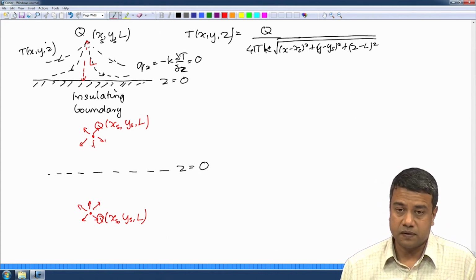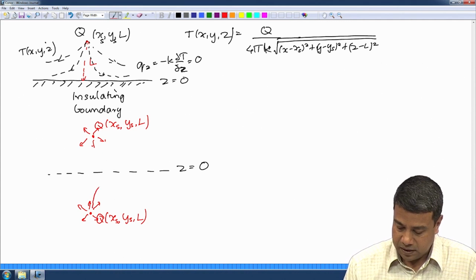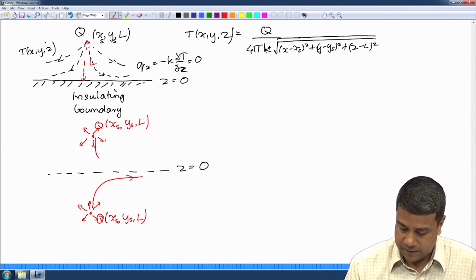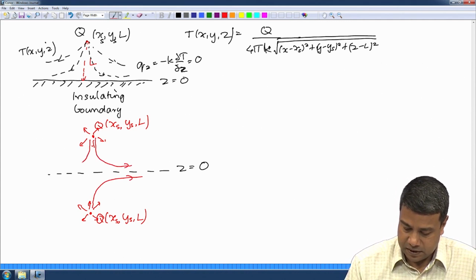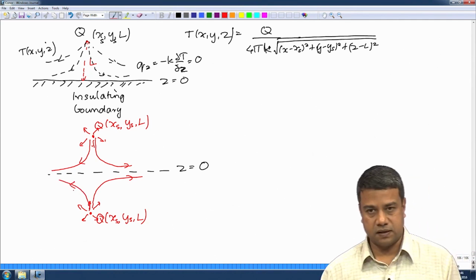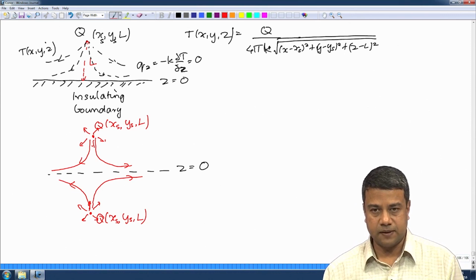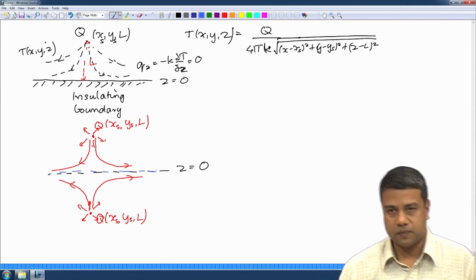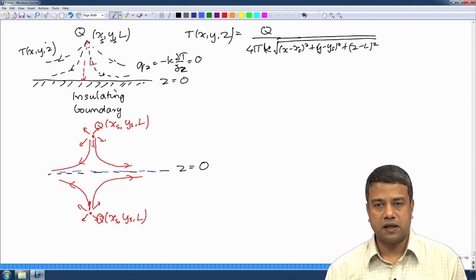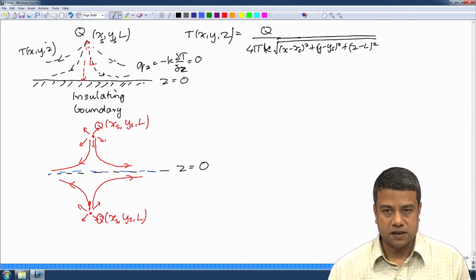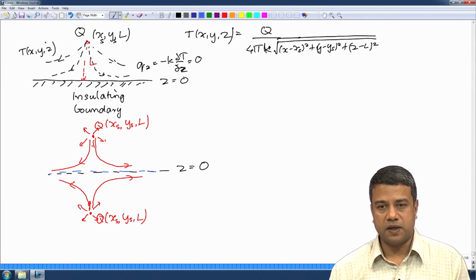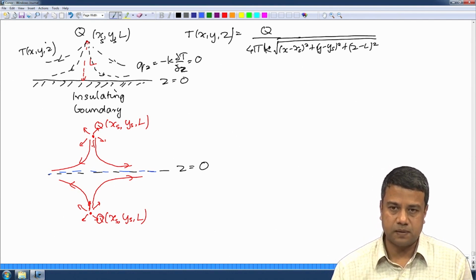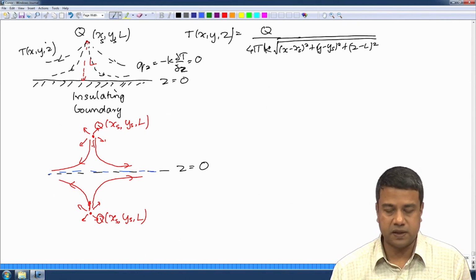Just from the symmetry of the problem, it is easy to see that if I have two such sources radiating symmetrically, the flux lines along the central plane have to go tangential to the plane. That means that, just from symmetry, there will be no heat flux through the central plane.